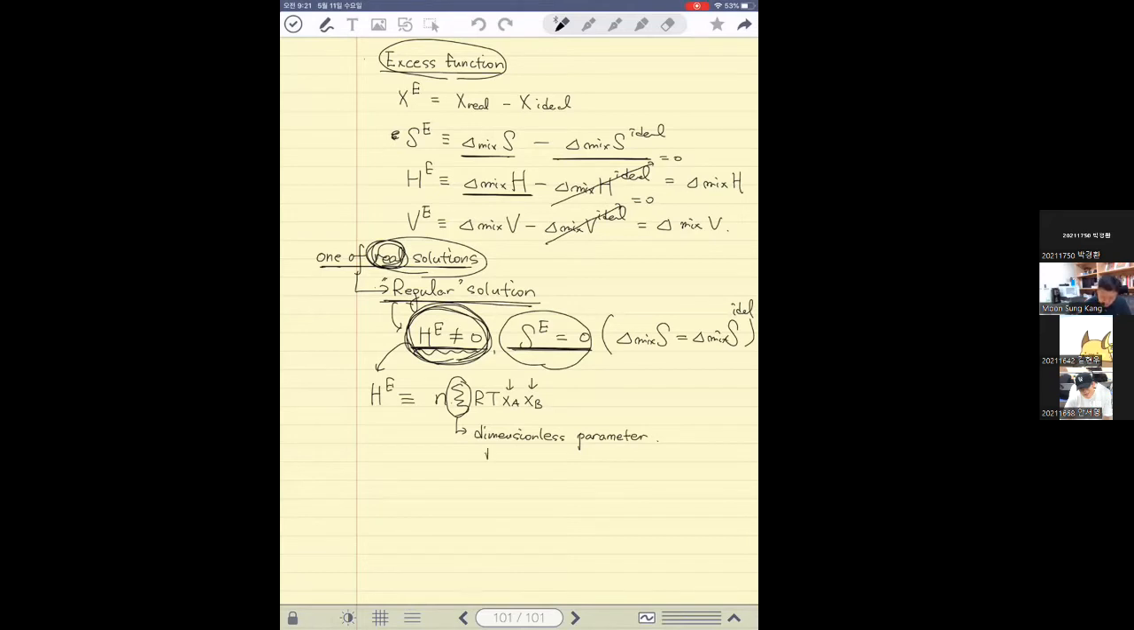And this basically describes the interaction between A and B. What do I mean by that? This dimensionless parameter squiggle can be a negative value, and it can also be a positive value. If this is a negative value, it tells you that excess enthalpy is a negative value. There is a typo in my lecture note. It tells you that mixing is exothermic.